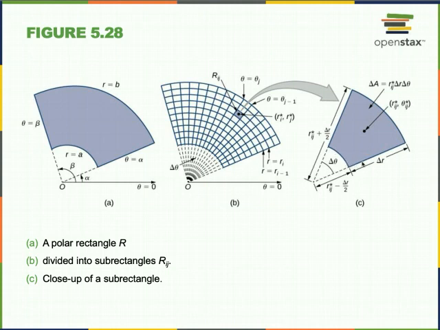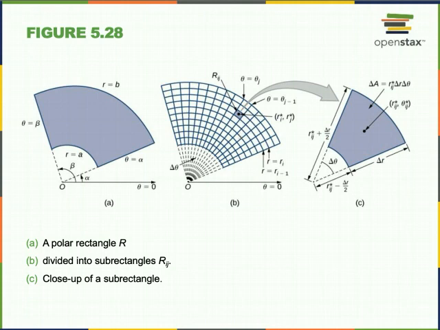OpenStax does it slightly differently from what I ended up doing right here. They talk about the average radius here. Okay? Which is a good way to do it. That's another way to think of it. Okay, but this is the idea behind using polar coordinates to actually integrate a continuous function of x and y over a region like that.